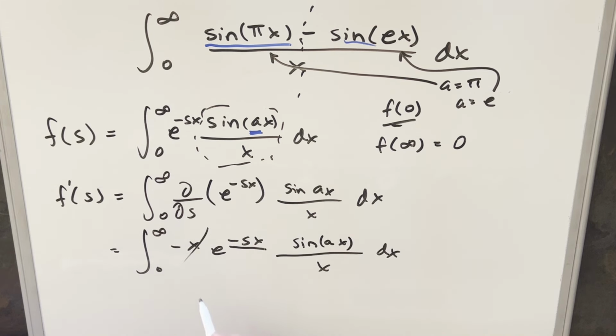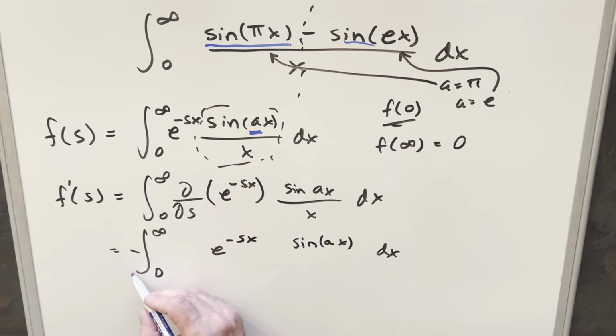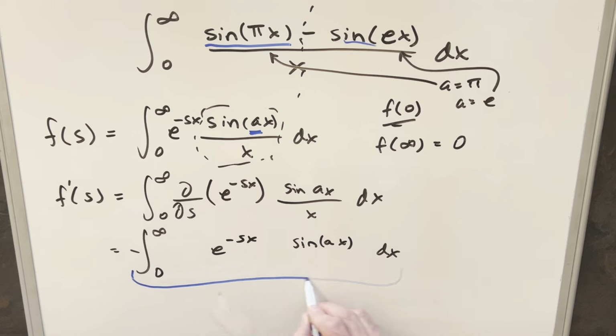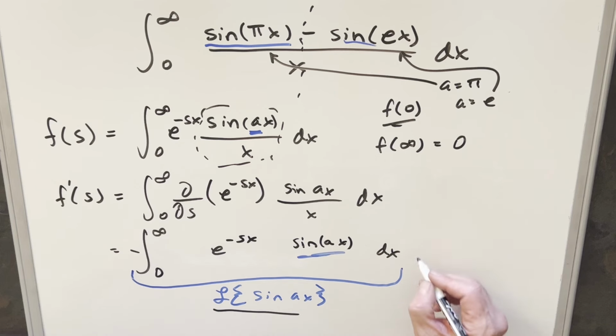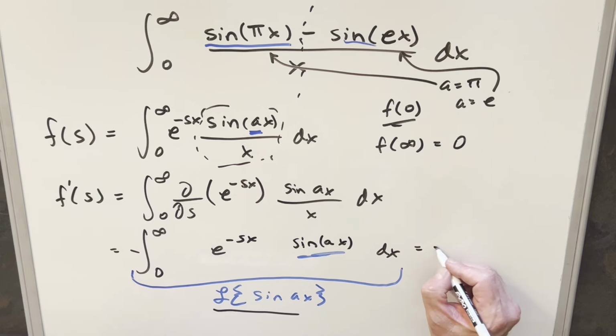But then I can cancel x with x here. I can take this minus sign and bring it out front of the integral. And then what we have left, you may recognize this right here, this isn't exactly the right form for a Laplace transform. This thing right here is going to be the same thing as the Laplace transform of the input here, sine ax. And there is a formula for this, so we're just going to use the formula for this thing. But I need to bring this minus sign out front.